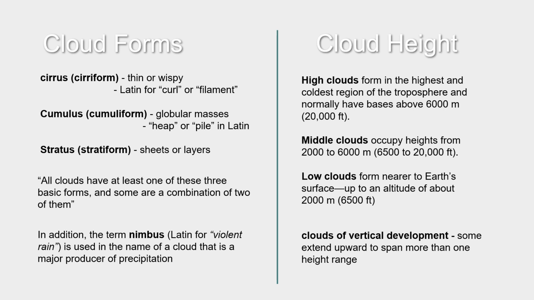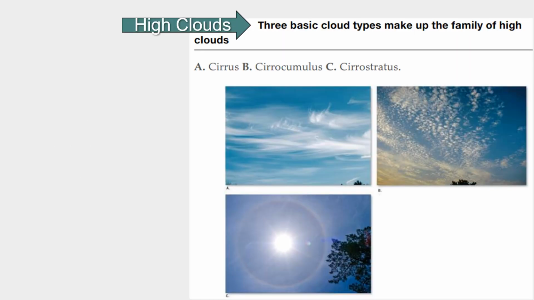So we're going to check, again, as I've mentioned, how these clouds look. First, the high clouds. These high clouds actually have three basic cloud types. First is the cirrus, B is the cirrocumulus, and C is the cirrostratus.